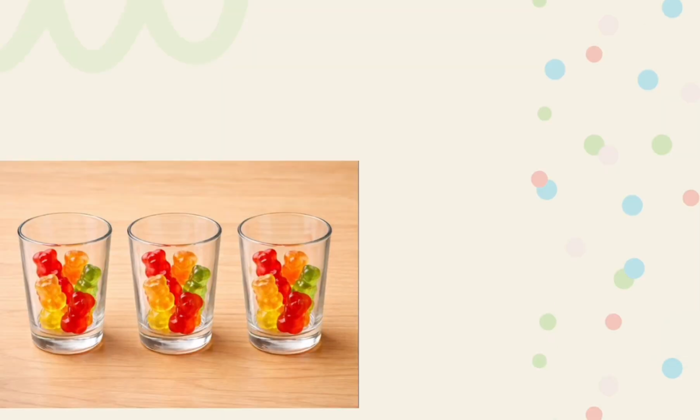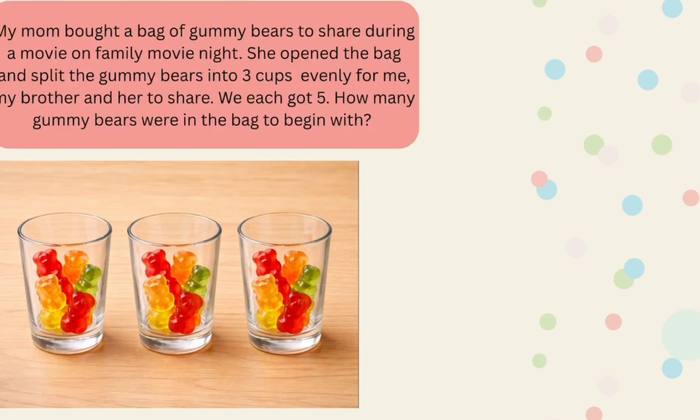Let's try another. All right, in this picture, I see that my mom bought a bag of gummy bears to share during a movie on family movie night. She opened the bag and split the gummy bears into 3 cups evenly for me, my brother, and her to share. We each got 5. How many gummy bears were in the bag to begin with? This is a multiplication story. There's 3 groups of 5 gummy bears.